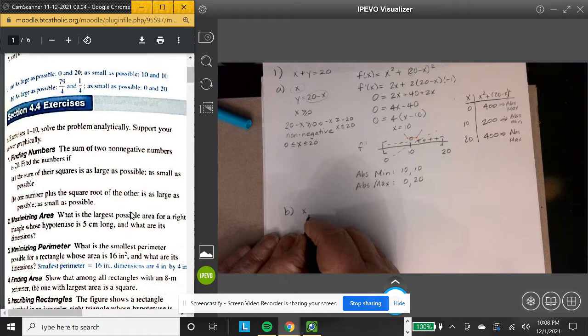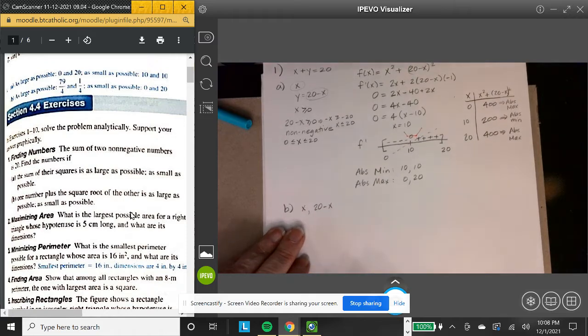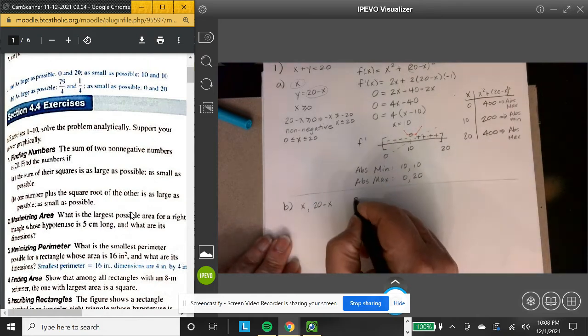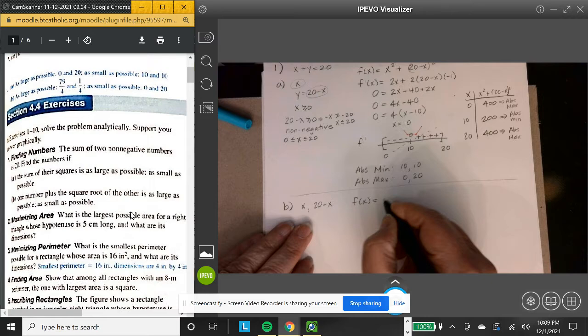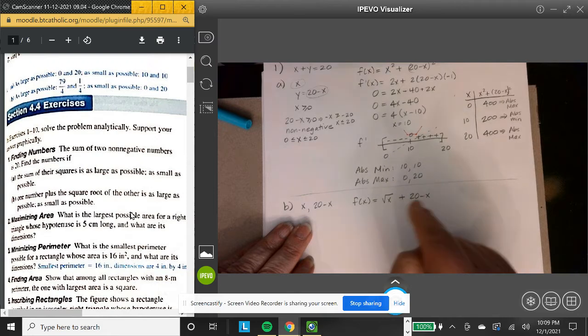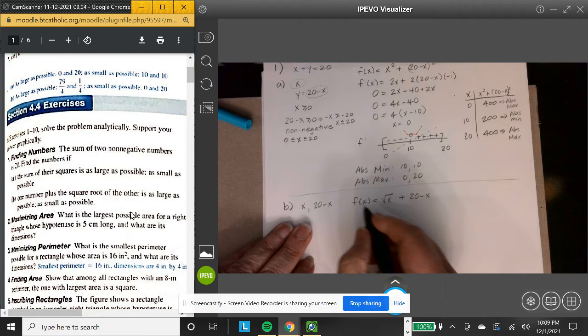So if I have two numbers, x and 20 minus x, I'm going to take the square root of the easier one. So let's set up our function. We'll say f of x is equal to the square root of x, right? Because it's the square root of one of the numbers. One number plus the square root of the other. So we're going to add 20 minus x, right? One number, which is this one, plus the square root of the other. That's our function.